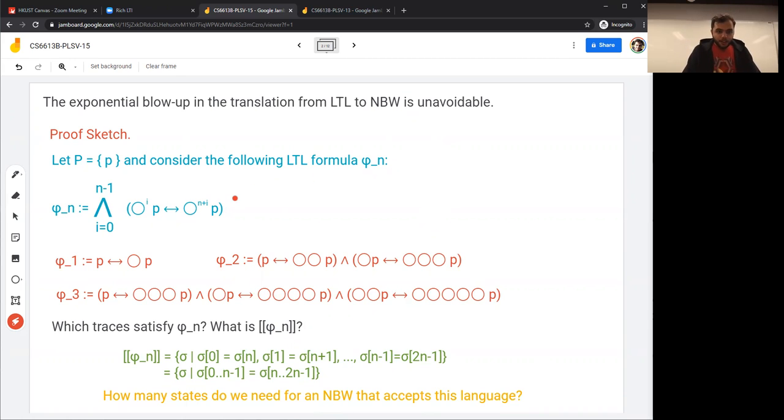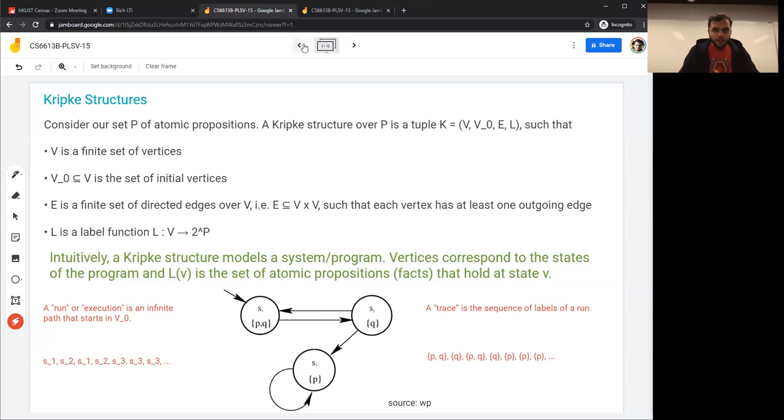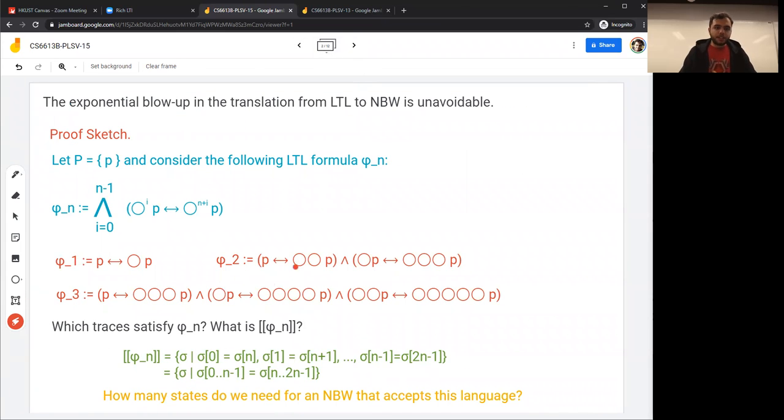So what did this show exactly? The size of the formula, the length of the formula, was polynomial in n, but the minimum possible size for the Büchi automaton was exponential in n. So the minimum possible size for the Büchi automaton is exponential in the size of the formula. Okay, so we cannot do better than exponential. This is actually the last thing that I wanted to say about the translation between LTL and NBW.